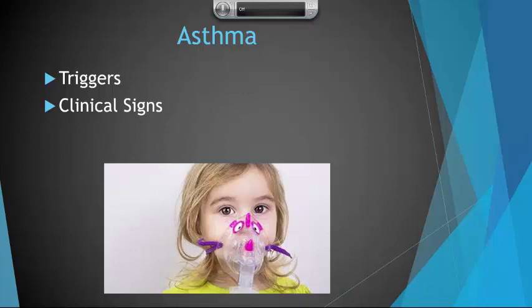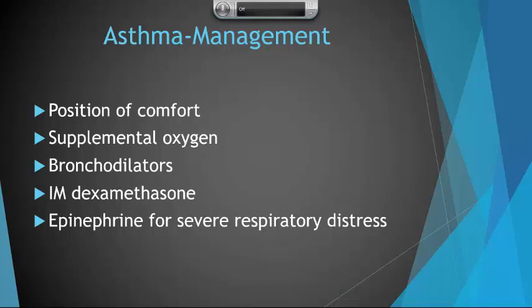For management, you want to place the patient in a position of comfort and provide supplemental oxygen. The gold standard of treatment for asthmatic patients would be bronchodilators, beta agonists that relax smooth muscle in the bronchioles, decreasing bronchospasm and improving air movement and oxygenation. Listen to breath sounds before and after administration to assess the child's response to treatment. Bronchodilators may be delivered by nebulizer or metered dose inhaler with a spacer mask device.